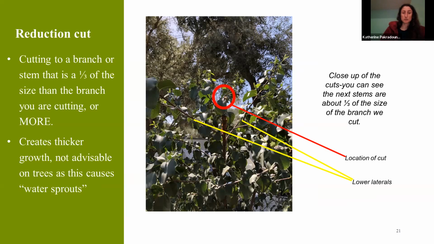You don't do this on trees. We call that topping a tree. You don't do this on a tree. With trees it is advisable to have a central leading stem. But this is for shrubs, right? So we want a rounded shrub.